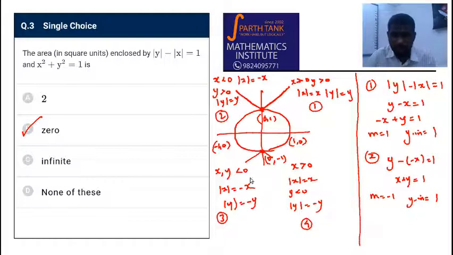It would be different if the lines were something like this, then they would enclose some part, this part or this part, and so on. It would be interesting. But here there is no area between the lines and the circle. They are just meeting at one point. So area is 0.